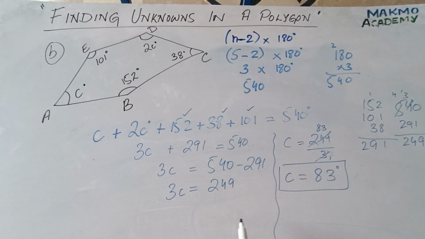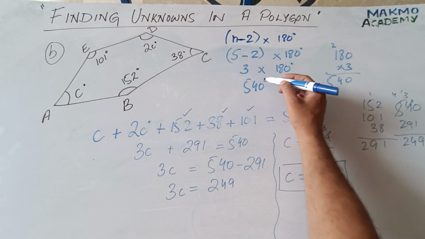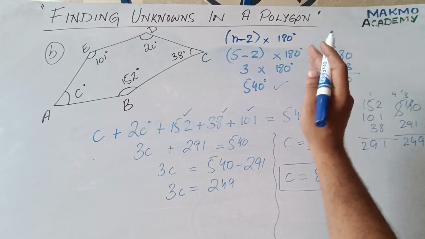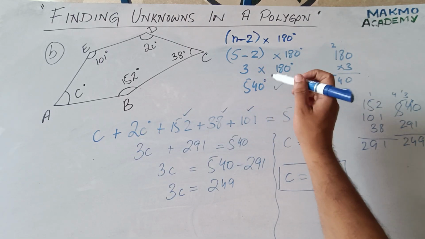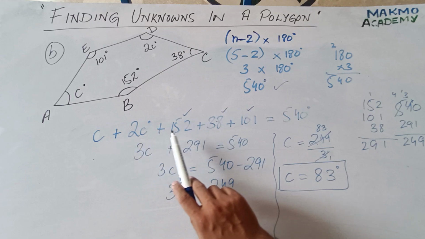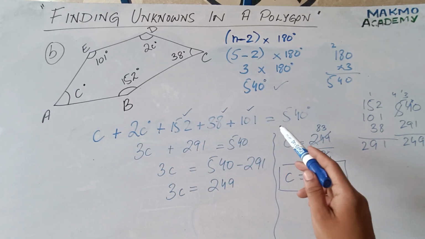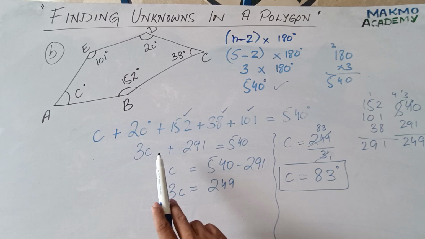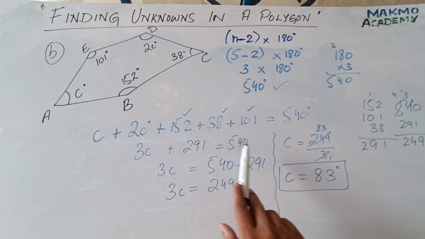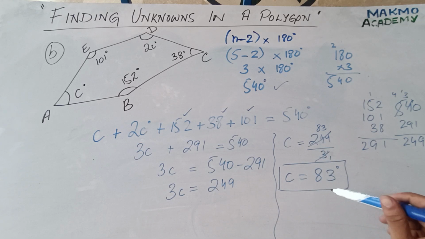So I hope you have understood that we first of all find the sum of interior angles of a five-sided figure, which is equal to 540 for any five-sided figure. First of all we need to find out the sum of interior angles, then add all the interior angles and keep it equal to 540, which is the sum of interior angles of a pentagon. Then just simplify, do the simple maths, subtract 291 over there, and then we just divide and we get the answer.